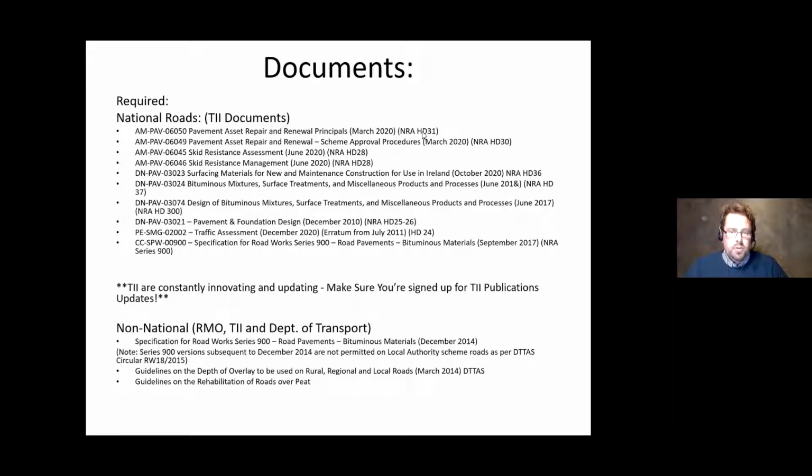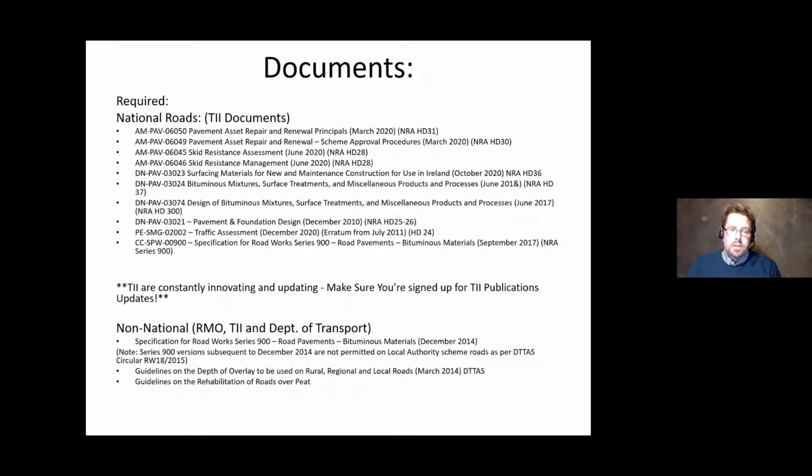So HD31, which is the Pavement Asset Repair and Renewal Principles, is the main document which sets out the guidelines for compiling a PARR report, which is the Pavement Asset Repair and Renewal Report. Effectively, what you need to do to carry out the pavement evaluation and submit that to the TII.